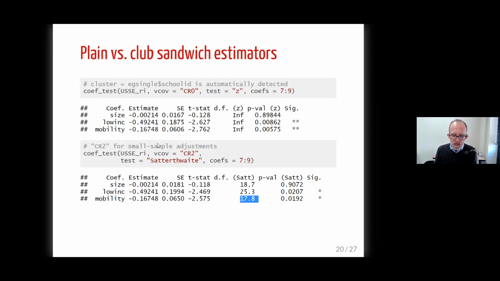The other thing to note about these is that the degrees of freedom are specific to the coefficient in the model, right? Each of these predictors here has a distinct degrees of freedom, which is different than how you think about degrees of freedom in classical regression or multi-level modeling.